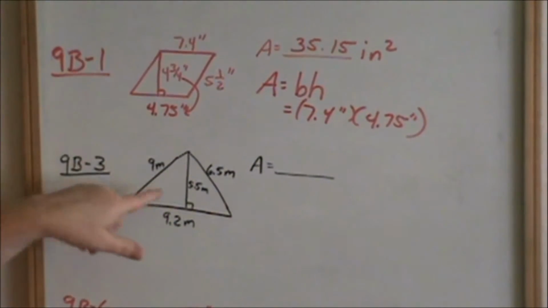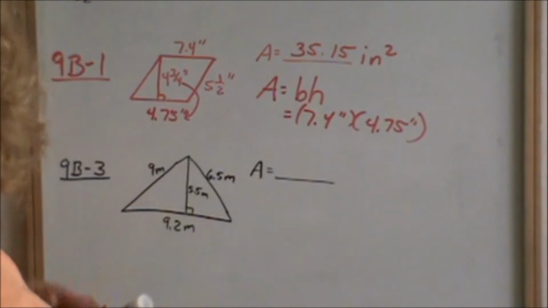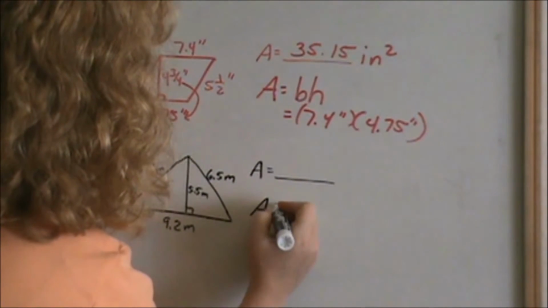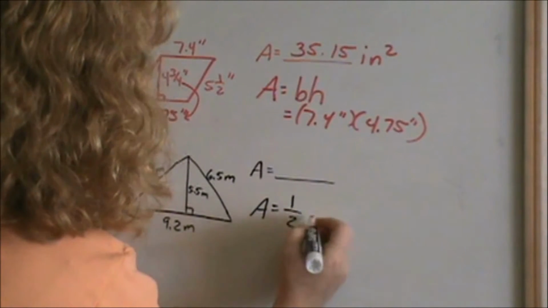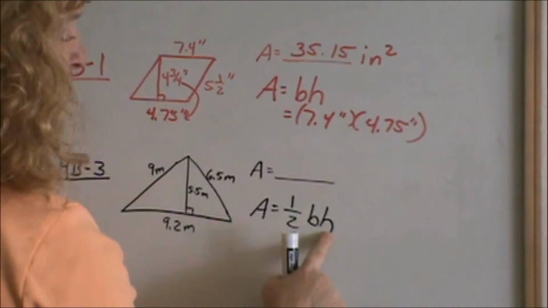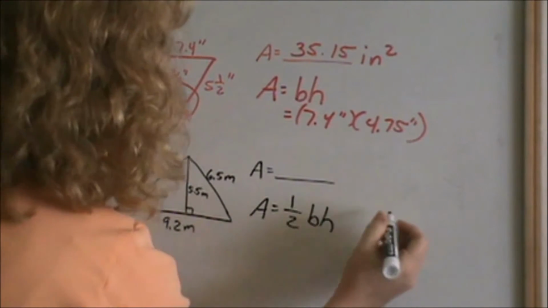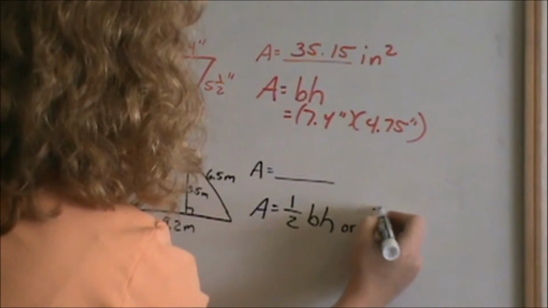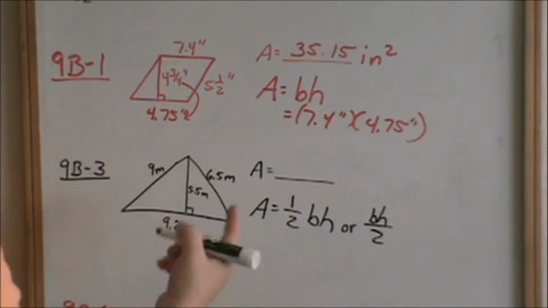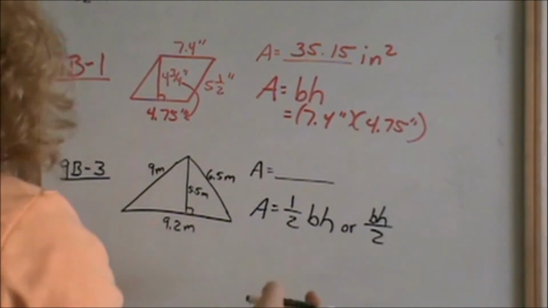All right, let's look at 9B3, a triangle. So we're wanting the area of a triangle. So get your formula for the area of a triangle. Area of a triangle is, you can either look at it as 1/2 base times height. In other words, take your base times height and then take half of that number, which is the same thing as base times height, and then dividing it by 2. I like to use this format better. There's no right or wrong.